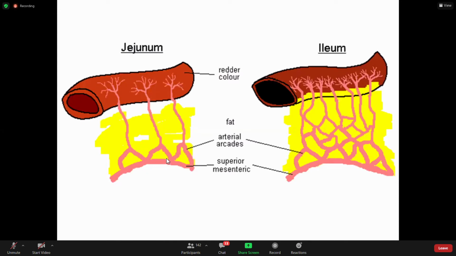Once they enter into the mesentery, they break up into smaller vessels, and those vessels are anastomosing with each other, and they form this arterial arcade. So these are the arterial arcades which are forming over here. So this is the arterial arcade.